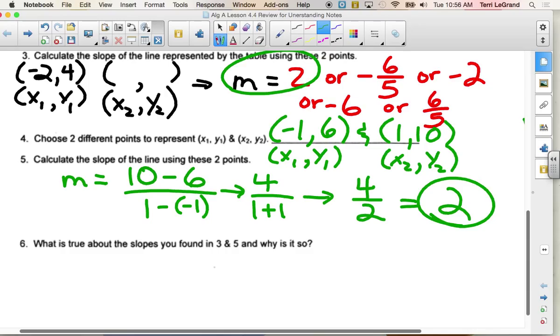What is true about the slopes you found in 3 and 5? They're both positive. What else? No, 2. They're both 2. They are exactly the same. Why? Both on the same axis. You used points from the same line both times, didn't you? You used points from the same line both times.